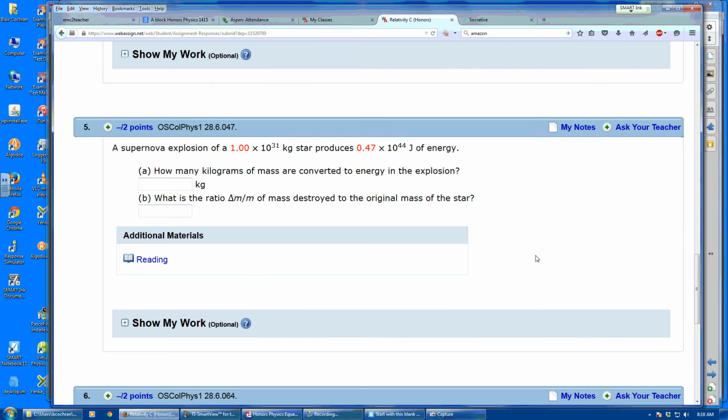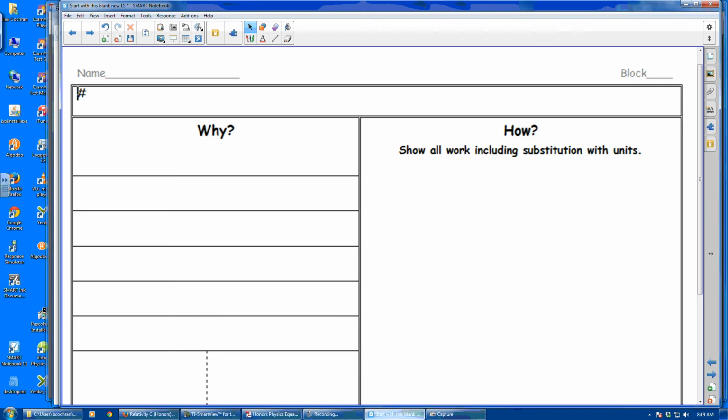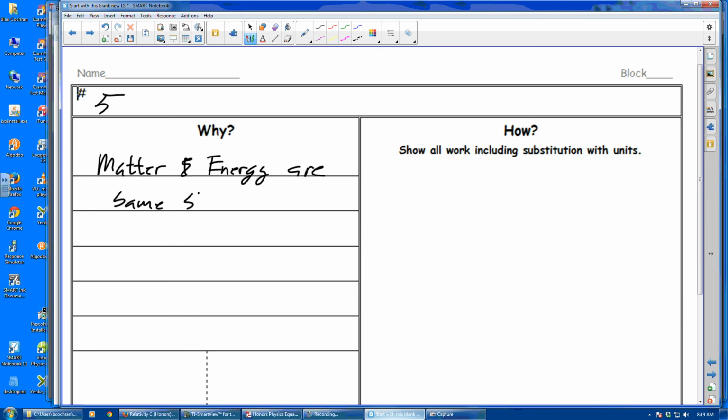All right, so we're doing number 5 here. You've got an explosion of a star, and it releases this much energy, and how many kilograms of mass converted to energy in this explosion? All right, so this one is saying, hey, do you remember that matter and energy are the same stuff? That's what it's all about.